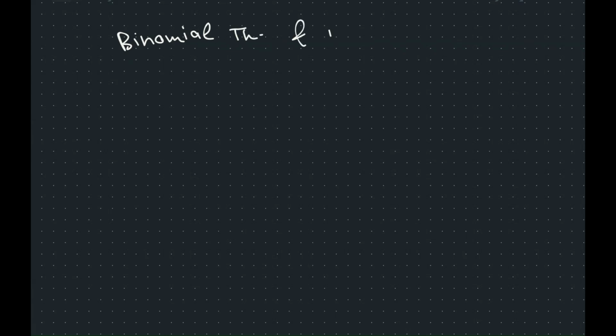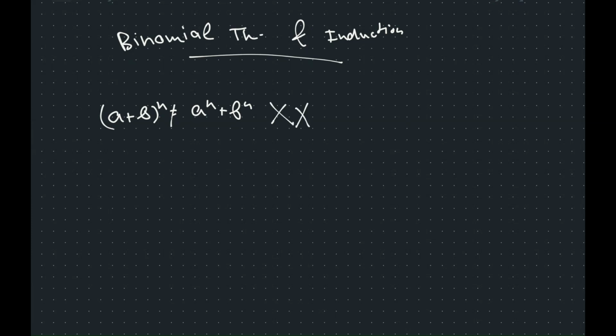and induction. So what does the binomial theorem state? So if we have, for example, a plus b raised to the power of n, it is not equal at all to a to the power of n plus b to the power of n. This is just extremely wrong. However, it is equal to something else.